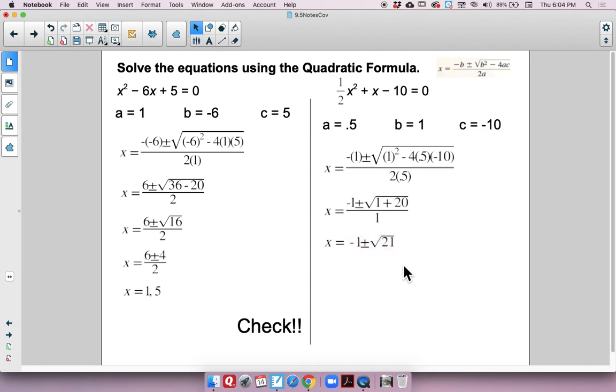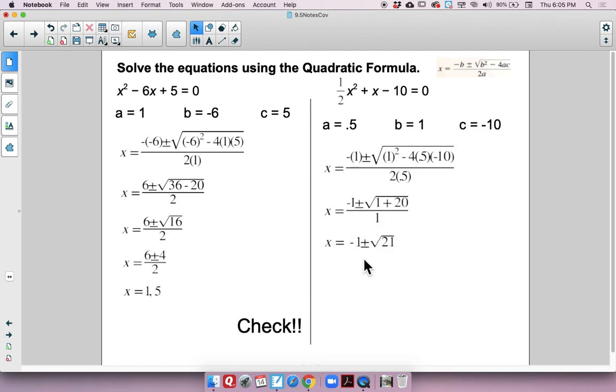We can't really do anything with the square root of 21, right? That's in simple radical form. And notice the instruction just said solve the equations using the quadratic formula. Did it say anything about rounding or giving an approximate solution or anything like that? No. So if it says that, we want the exact answer. And this is the exact answer, even though we don't know exactly what the square root of 21 is. We can approximate it out to a bunch of decimal places, but that's not the exact number.